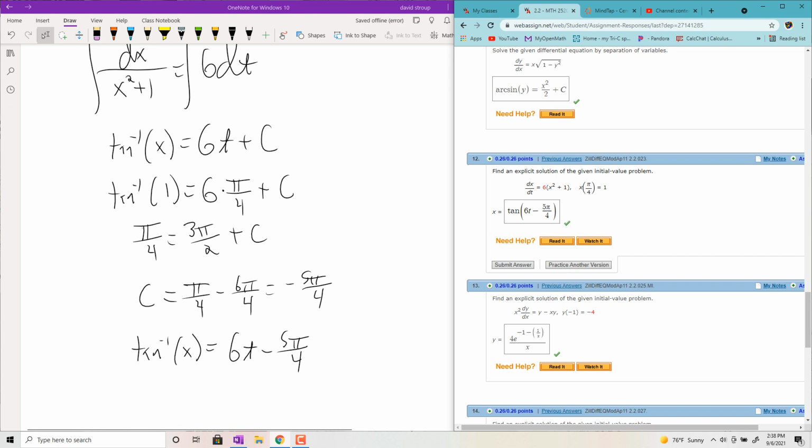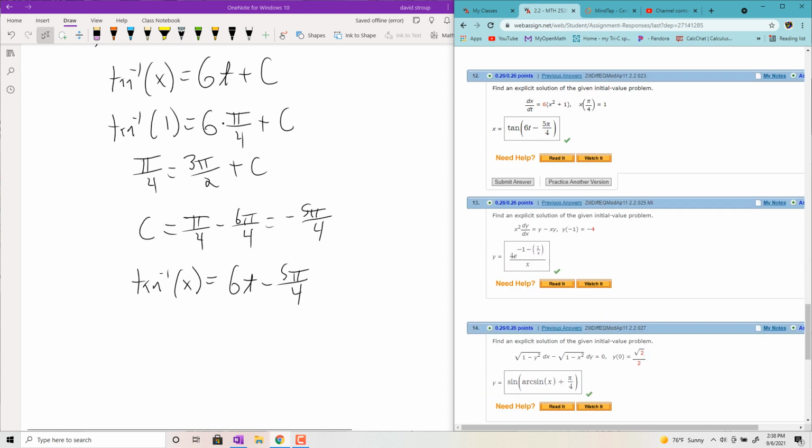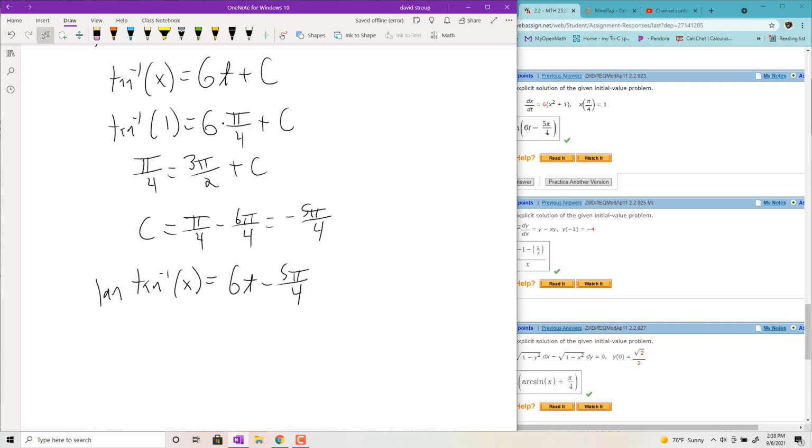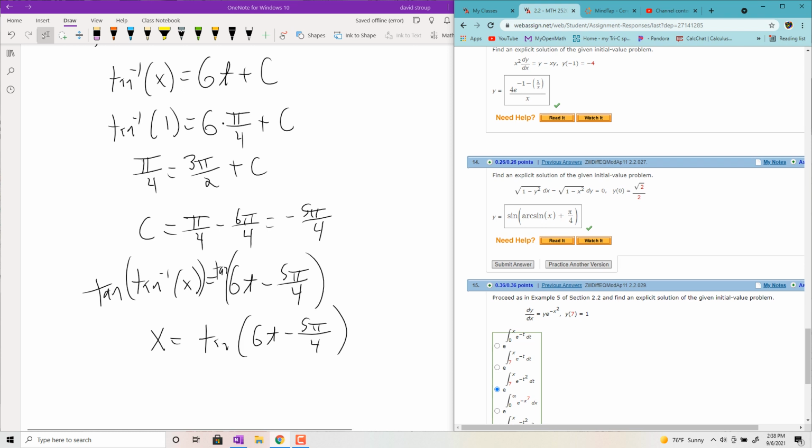If you look at the way they have their solution, they want it solved for x. So all you need to do is take the tangent of both sides to undo the tan inverse. So you have tan of tan inverse on one side, and tan of 6t minus 5 pi over 4 on the other. So that will be x equals tan of 6t minus 5 pi over 4. Okay, right, so there's that, particular solutions.